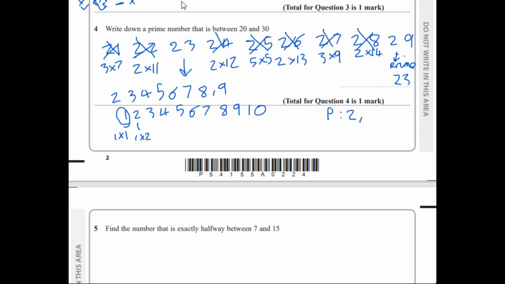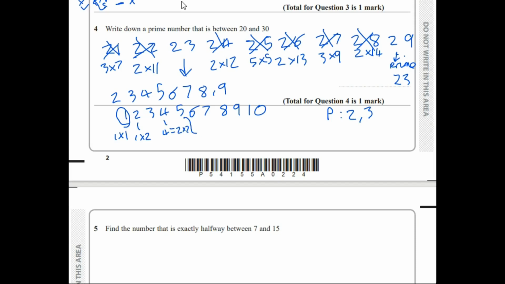Now moving on to 3. Is 3 divisible by 2? No. So 3 is also prime. Now 4. 4 is equal to 2 times 2. So 4 is not prime.